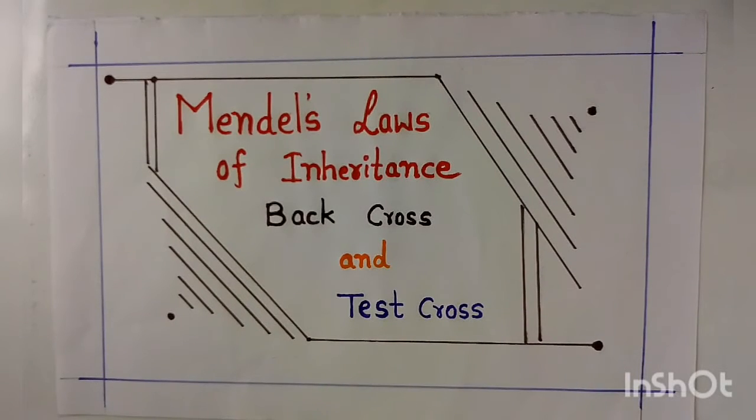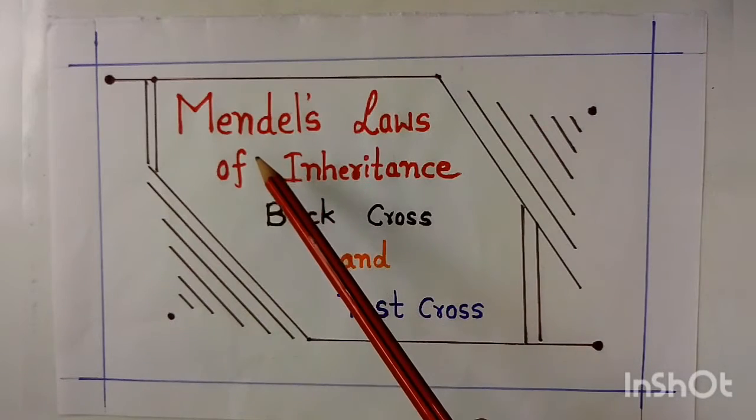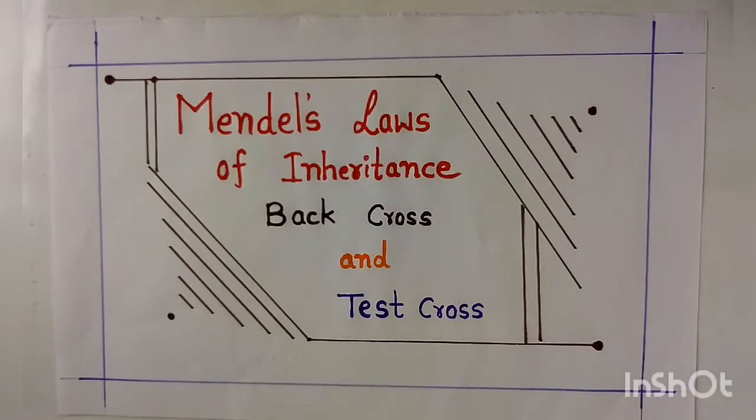Till now we have studied genetic terminologies, monohybrid cross and dihybrid cross. Today we'll study Mendel's laws of inheritance, backcross and test cross. But first we'll study Mendel's laws of inheritance. In all, there are 3 laws.